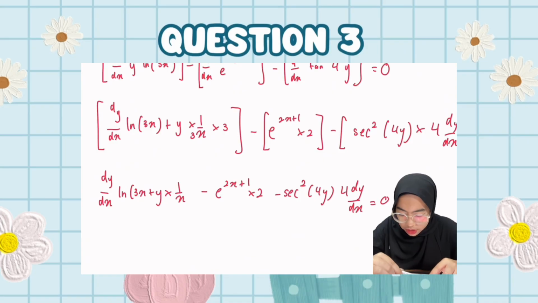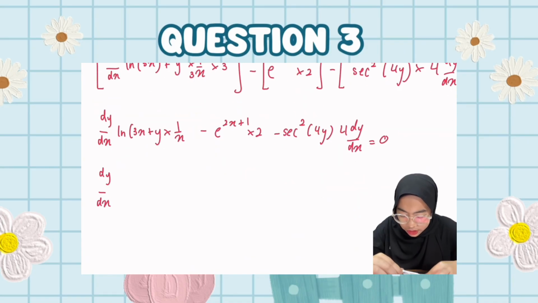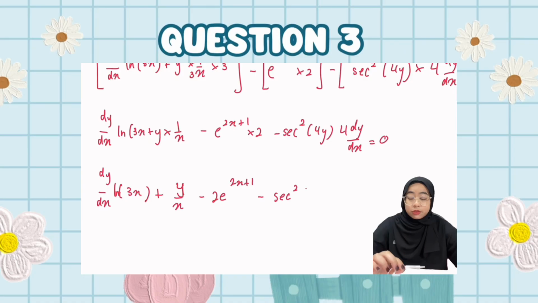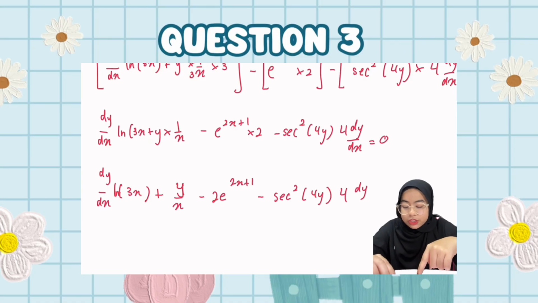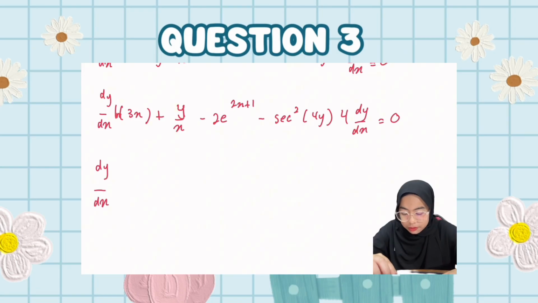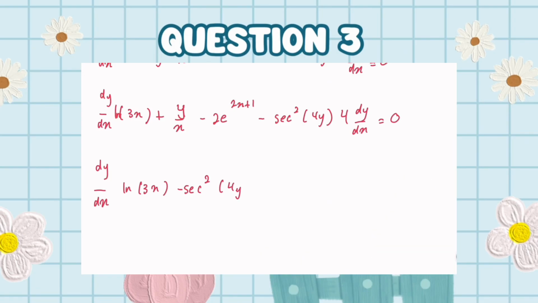After that, simplify the terms that we have differentiated. The ln 3x plus y times 1 over x becomes ln 3x plus y over x. And after that, we minus it with 2e to the power 2x plus 1, where we multiply the exponent 2x plus 1 with 2. So we got this. And after that, copy back the sec power 2 for y times 4 dy dx and equal to 0.